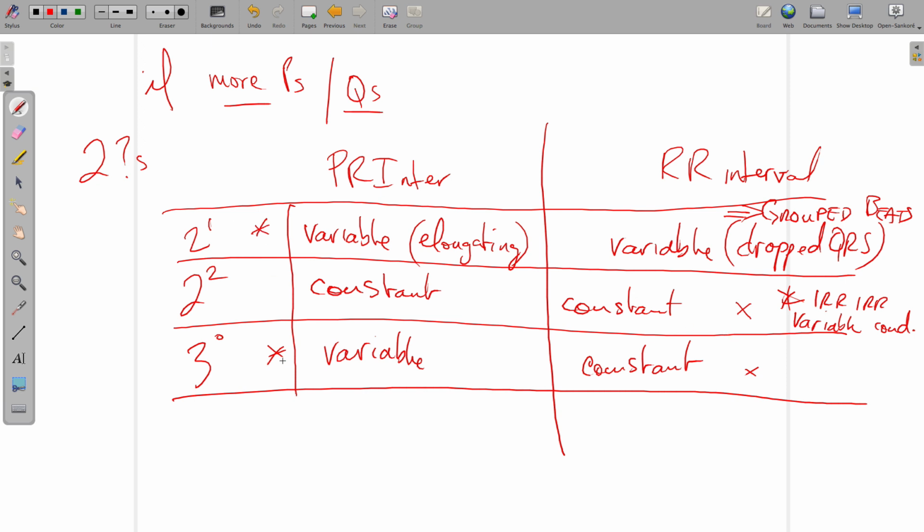So if you find variable PR intervals, the way you differentiate second-degree type 1 and third-degree heart block is by looking at the R to R. In second type 1, it'll also be variable. In third degree, it will be constant. So let's say you notice that there are more P waves than QRS complexes, but the R to R intervals are constant. The way you differentiate second-degree type 2 heart block from third-degree heart block is by looking at the PR interval. If the PR interval is constant, we have second type 2. If the PR interval is variable, we have third-degree heart block.